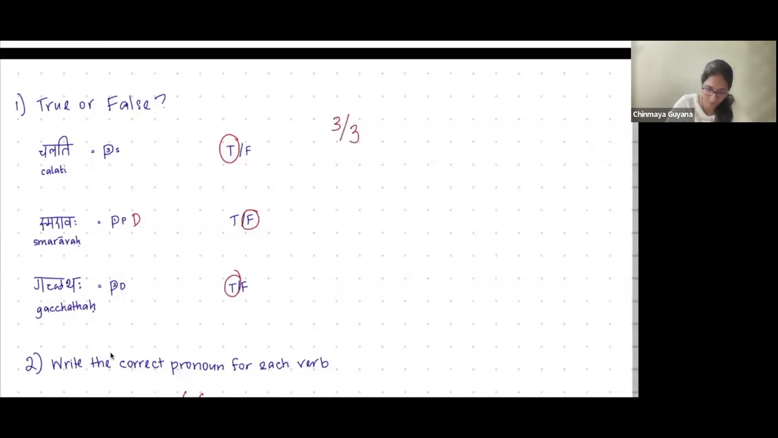Now the problem came where some people didn't read this part or didn't hear me say it again, but write the correct pronoun for each verb. What was the correct pronoun for each verb? For chalati, what is chalati's correct pronoun? It is saha or sa or tat. If you wrote any of them, you get 1 point. If you wrote all 3, it's not 3 points, 1 point.